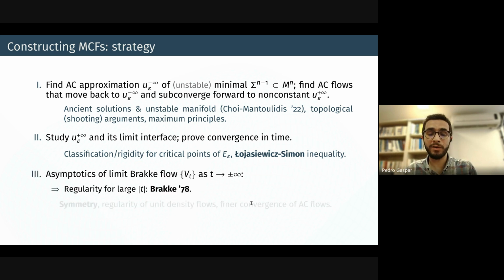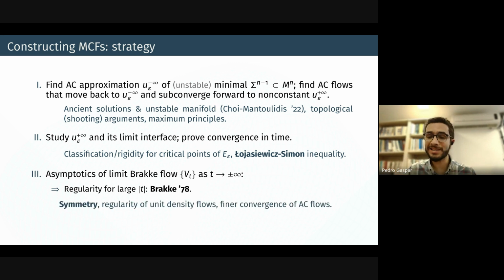And once you have that convergence, all that is left to do is to take the limit as epsilon goes to 0 and obtain a Brakke flow, a weak mean curvature flow. And hopefully, if you can control what happens after you take the limit in epsilon, that's going to give you a weak solution to mean curvature flow, and then you want to study what happens forward and backward in time. So hopefully, the minimal surfaces that you're going to see are the same surfaces that you started with.